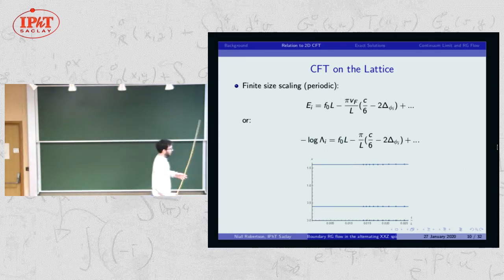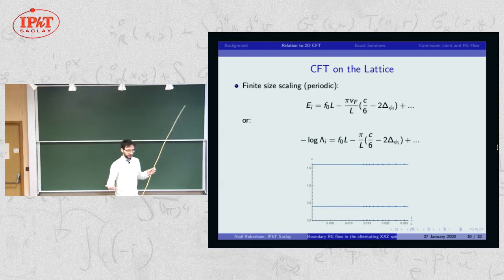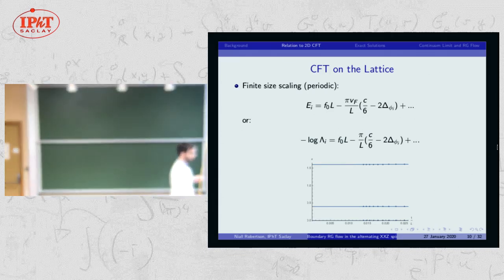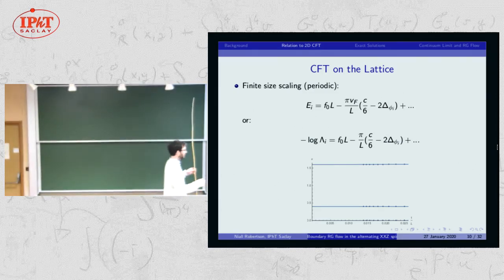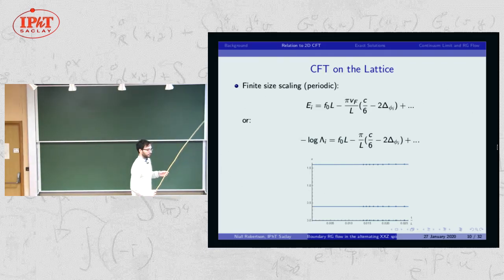We have an example here of a particularly simple case where on the x-axis I have 1 over L, on the vertical axis I have the scaling dimension delta phi I, and we see that as 1 over L goes to 0, all of these scaling dimensions converge towards discrete values, and these discrete values are those that are predicted by the conformal field theory describing the model. Exactly. So we look at a number of sizes of L, which correspond to each of these points here, and then we just extrapolate to 1 over L going to 0.